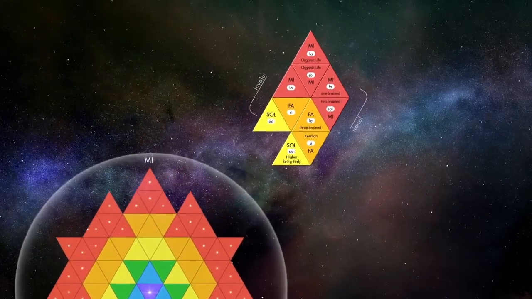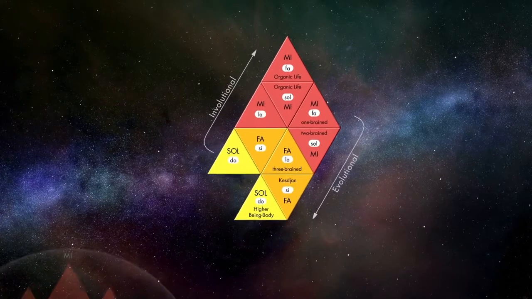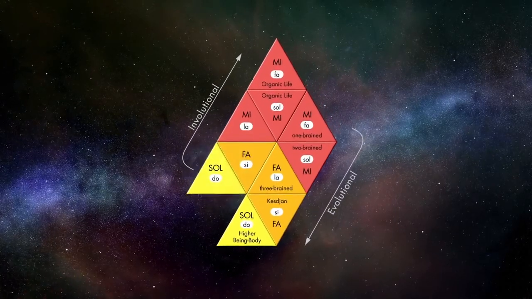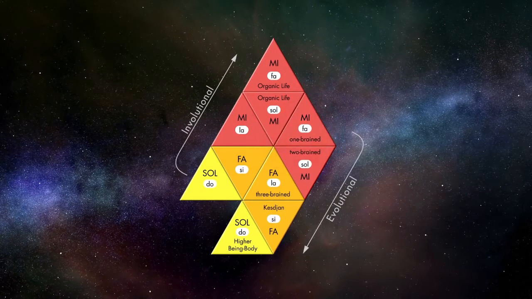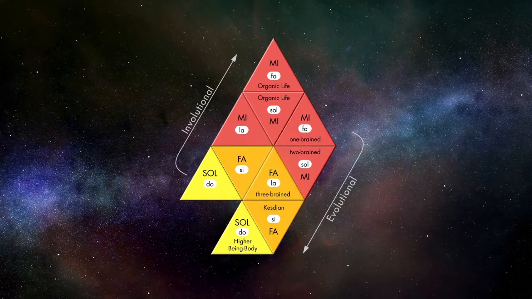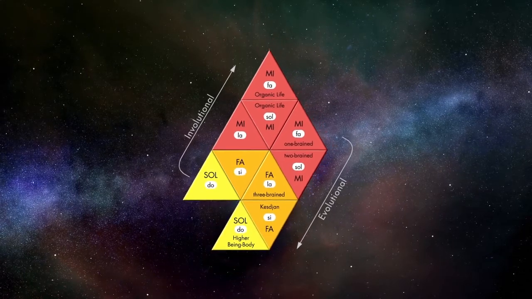The lateral octave is an exploration of the possibilities of life to appear on a planet. All life forms appear in the lateral octave: plant and animal, one, two, and three-brained beings. The fulfilling of the lateral octave to the level of the three-brained being also allows the possibility for higher being bodies.